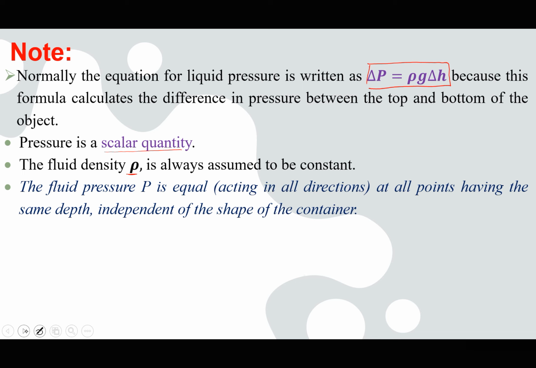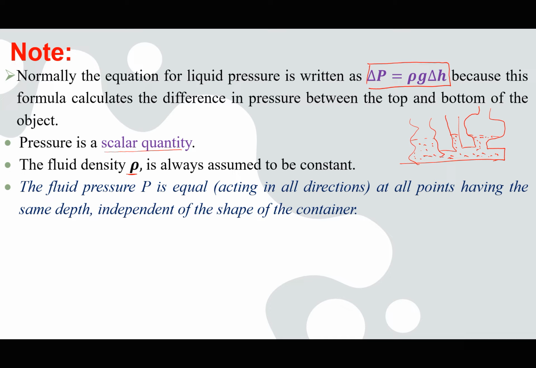Okay, number 4, the fluid pressure P is equal, acting in all directions at all points having the same depth, independent of the shape of the container. That's why in the first diagram, we saw that even if we have different shapes of the container, if we pour the liquid in here, it will settle at the same level, independent of the shape of the container, but it will only depend on the depth.